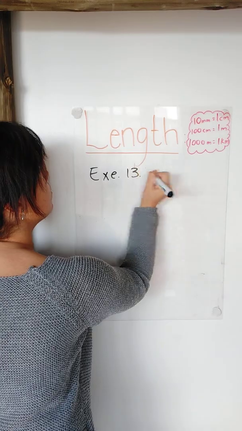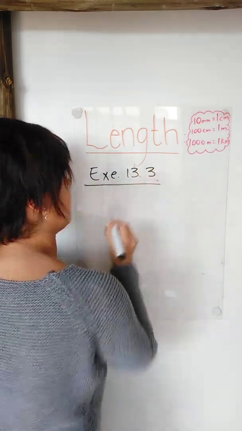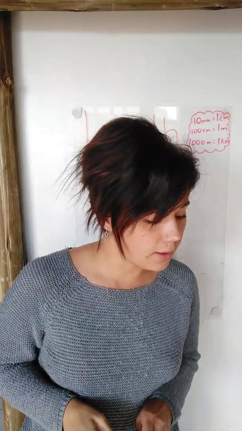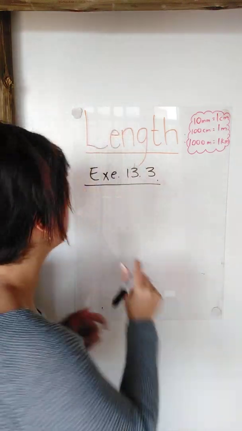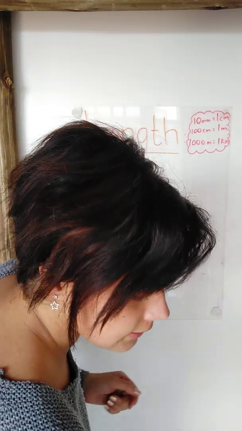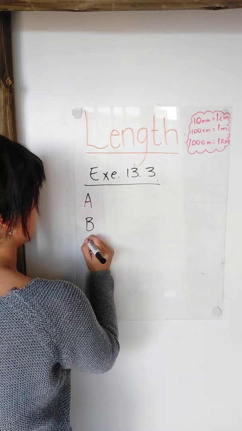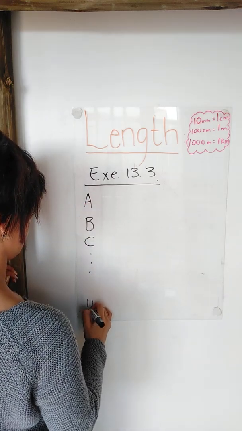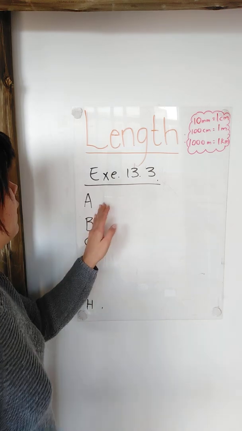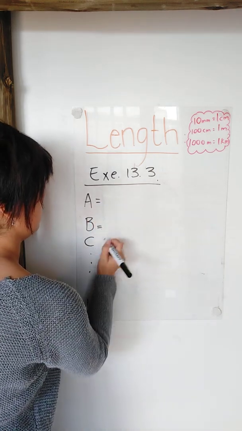Exercise 13.3, draw a line. Now they are asking you to estimate. So you're going to write down A, B, C, D, E, F, G, and H. Okay, so A, B, C until H. Okay. Then you're going to do this.